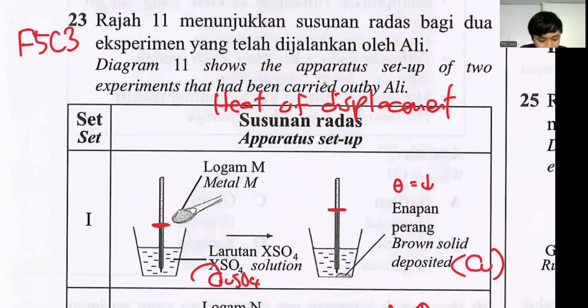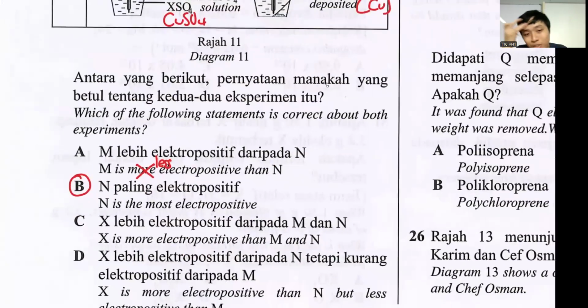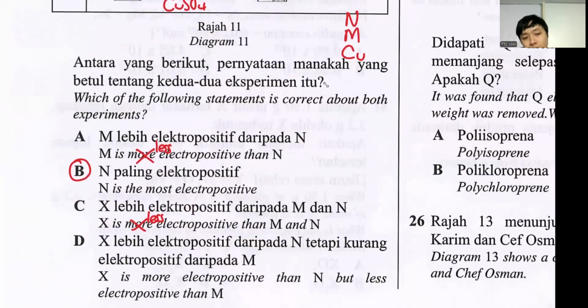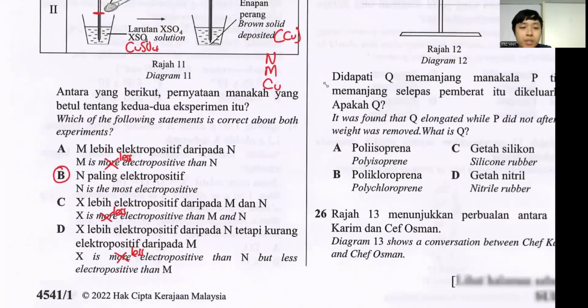Which is correct, of course. The order is metal N, then copper. So B is correct. X is more electropositive? No, it is less electropositive because X can be displaced. Wrong, so that is B.